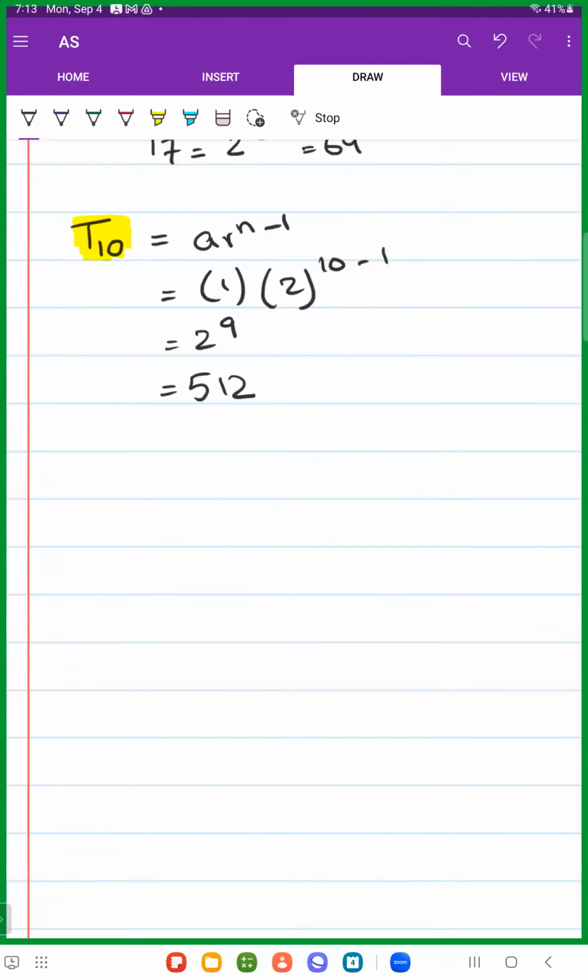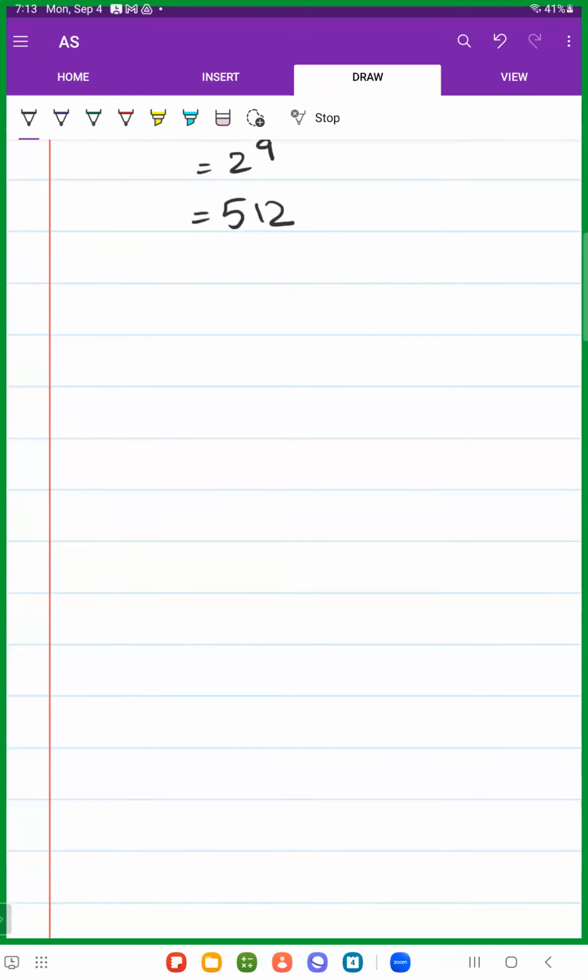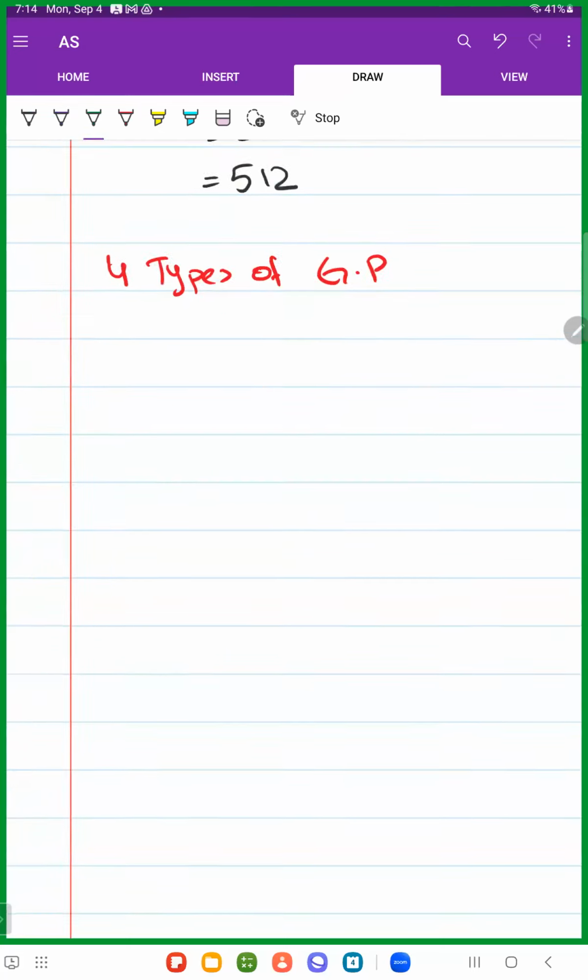All right. Now there's a pattern that geometric progression follows. If you know this pattern, the questions will be much simpler for you to answer. So there can be 4 types of GP series. What is GP? GP is geometric progression, okay? Let's look at the first type.